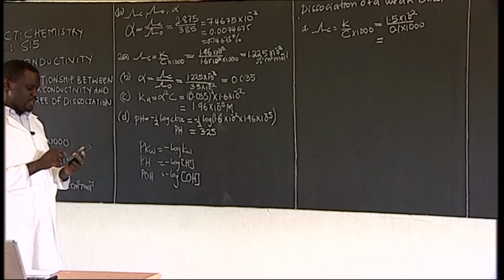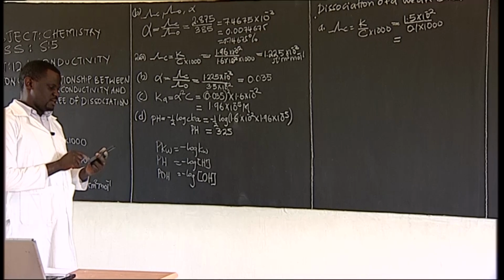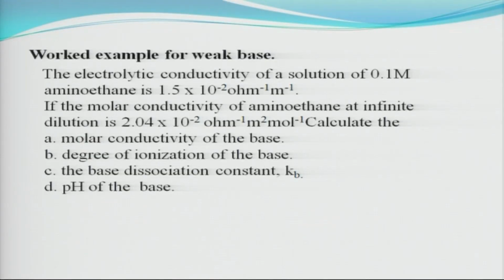So divide by 0.1, divide by 1000. So our answer will be 1.5 times 10 to the power negative 4 per ohm meter squared per mole. Then we go to B. You see these questions, when you fail the first one, the others become useless to do.